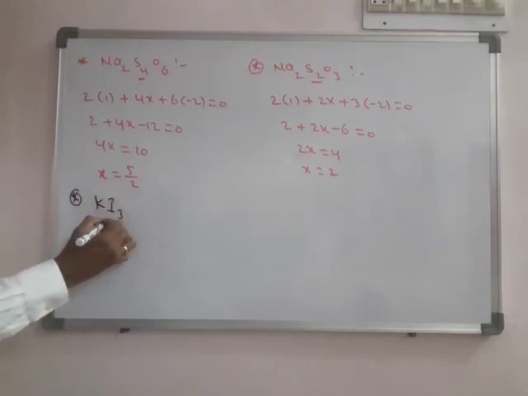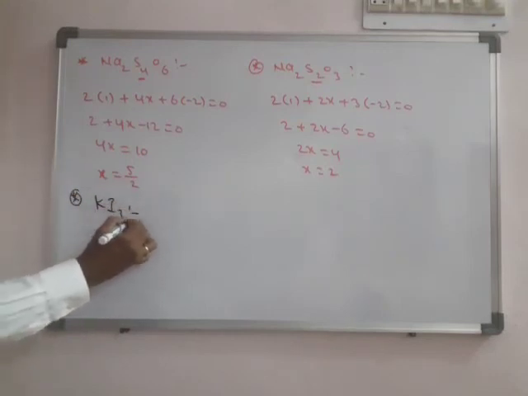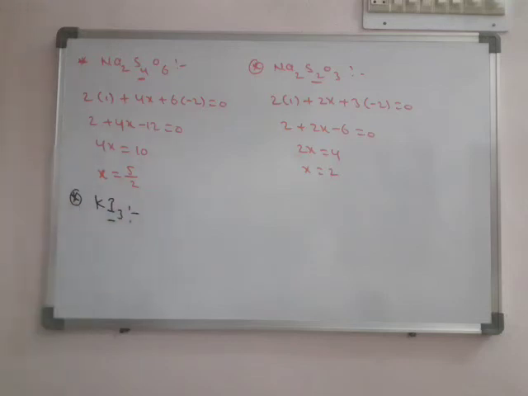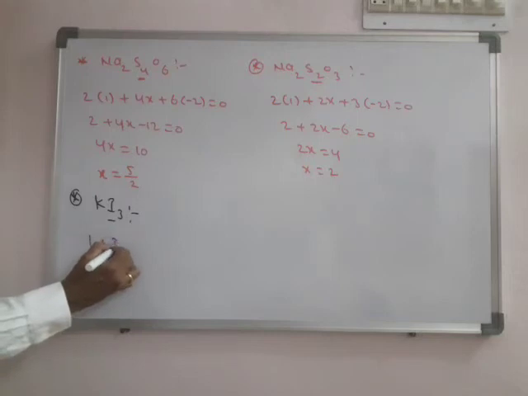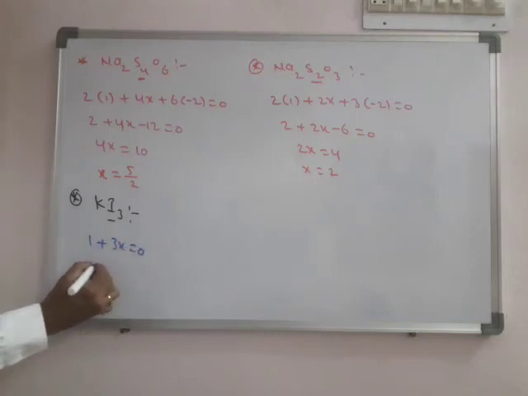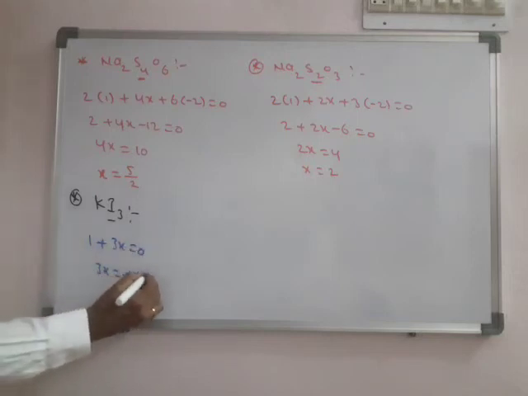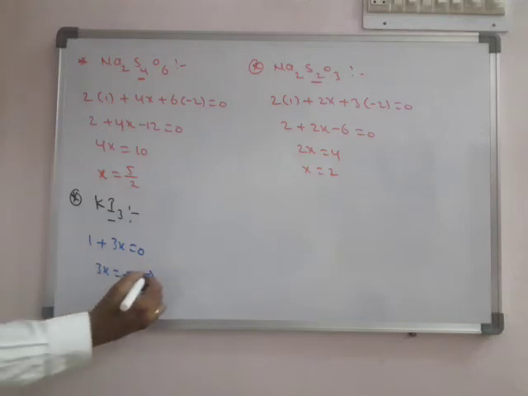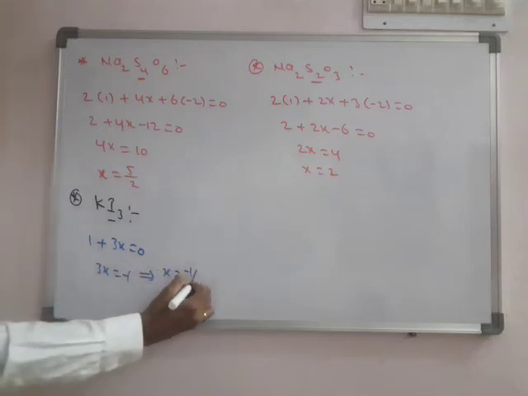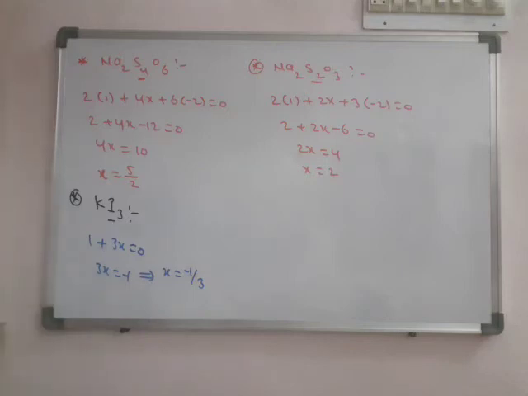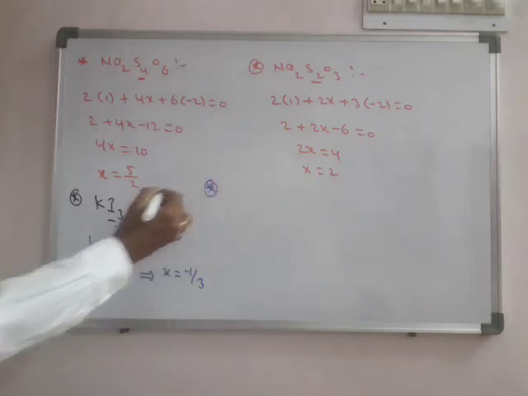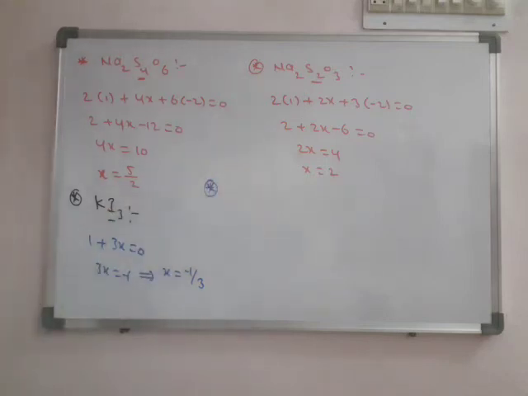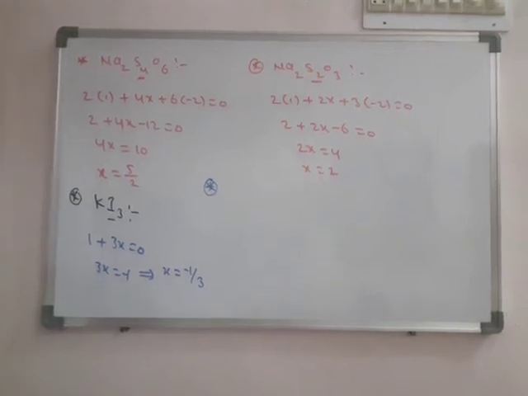So KI3. What is the iodine oxidation number? So what about potassium? Because in potassium there is no change, it is fixed at plus 1. So in potassium, other than plus 1 there is nothing. Therefore potassium 1 plus 3x overall 0. So 3x equal minus 1. So x equal minus 1 by 3. So next.